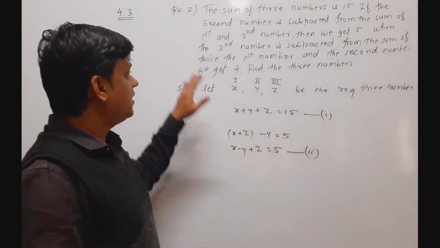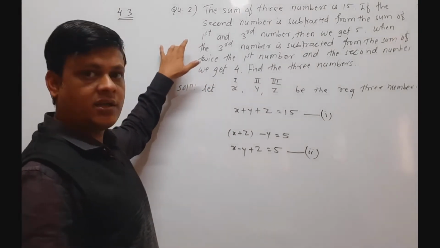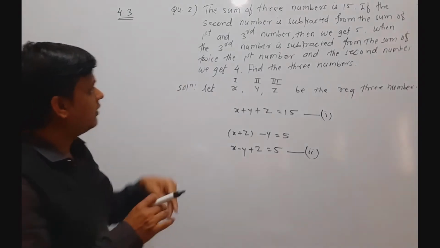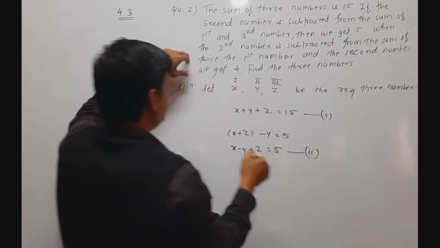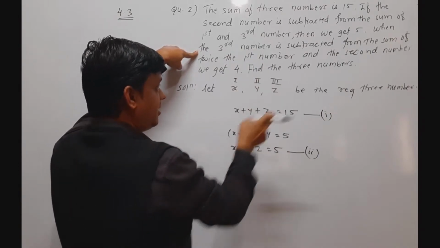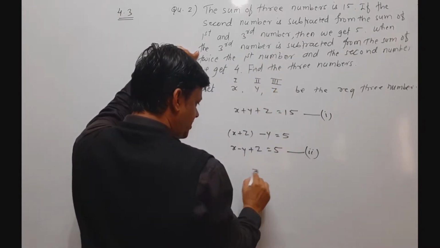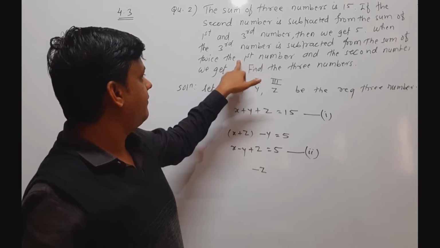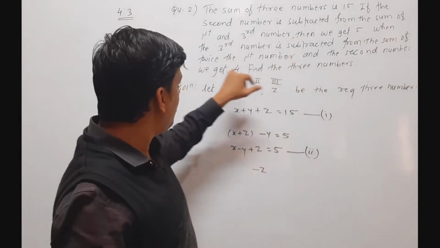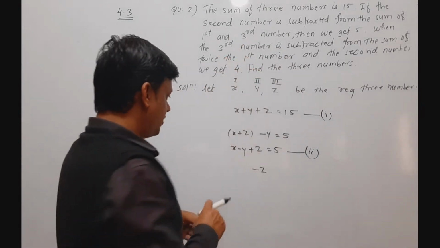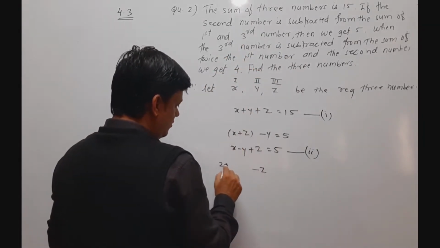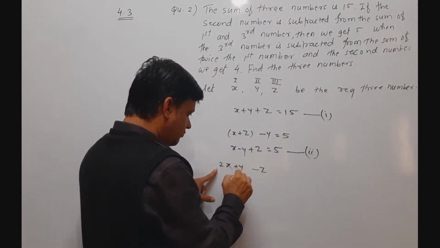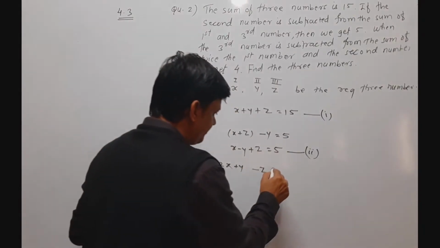Now here this third condition is confusing. We write this condition as when third number is subtracted, that means when z is subtracted from the sum of twice the first number and the second number. So here first number is x, so write twice x, and the second number, so twice x plus y minus z, we get 4.